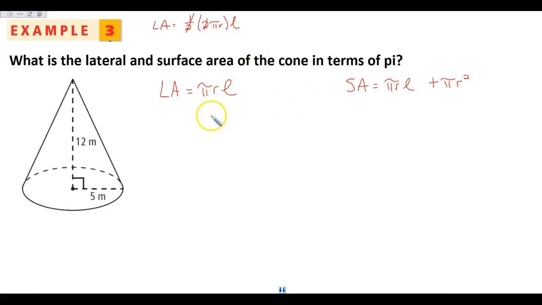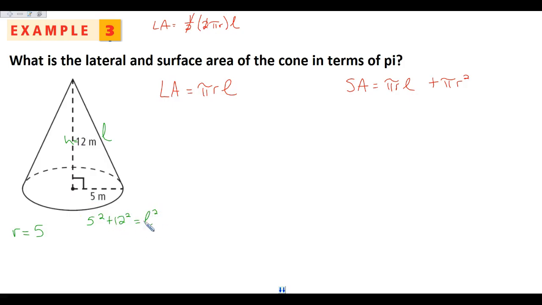Okay, so looking at things that I know here, I know my radius is 5, and then I need my slant height. My slant height I don't have. This is my slant height, okay? 12 is the height. So again, we have a right triangle. We need to do Pythagorean theorem to find that missing side. So we're going to do 5 squared plus 12 squared is equal to L squared.